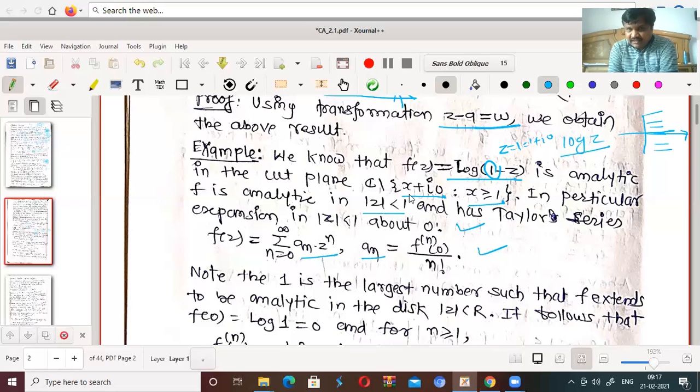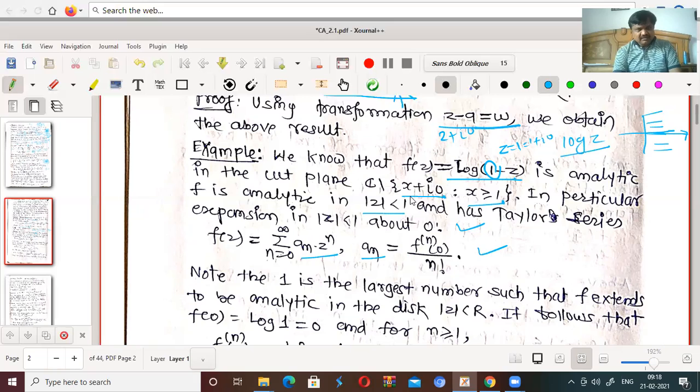If I take x greater than 1, and suppose I take 2 plus i into 0, what will be here? Log of 1 minus 2, that is log of minus 1, which is not defined again. Log of a negative real number is not defined. So you have to remove all these points from C. Then f of z is defined. We have to remove x plus i0 for x greater than or equal to 1 from the complex numbers. Then our log of 1 minus z is defined. Otherwise, for these values, it is not defined.